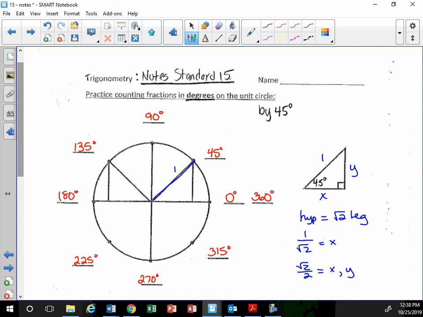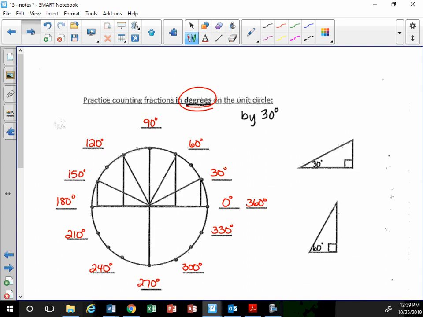Now I labeled it with x and y on purpose. Sideways, horizontal, that's the x. Up and down is the y. So if you wanted to write this as an ordered pair on your circle, what would you write? Root 2 over 2, root 2 over 2. Exactly.